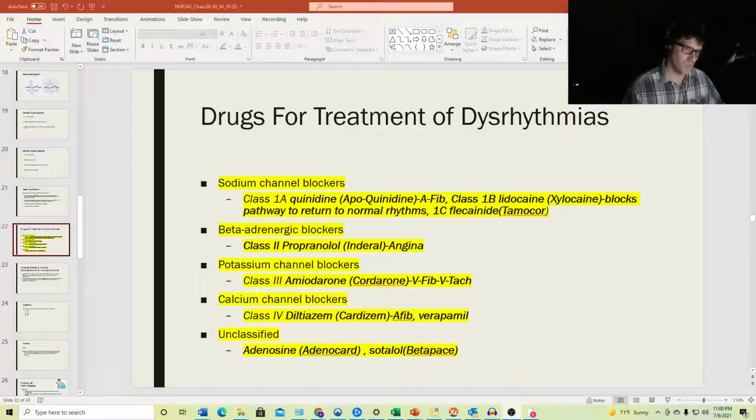Sorry. Class 1A, quinidine. I don't know how you say it. It's for AFib. She definitely mentioned knowing this. So sodium channel blockers are class 1. Like I said, sodium has to do with electrochemical gradients. So sodium channel blockers, quinidine for AFib. Class 1B is lidocaine. We talked about that. It's for ventricular tachycardia, I want to say. That's where you're going to see it.